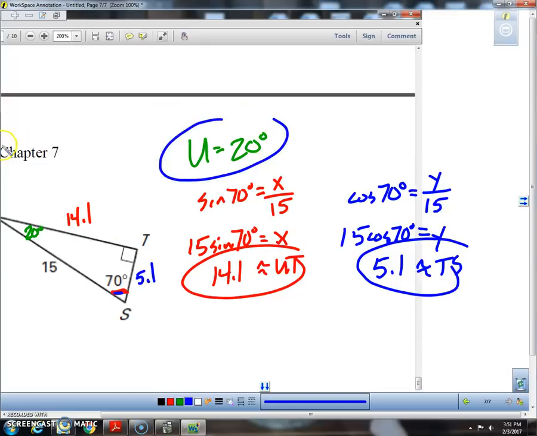And look at that. I know everything about that triangle. So there you go. Inverse trig ratios, solving right triangles. We now know something we didn't know before this video.